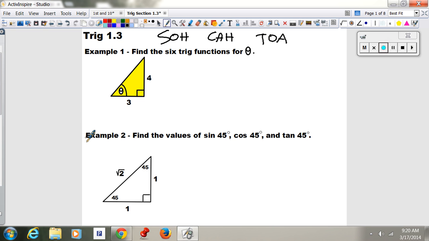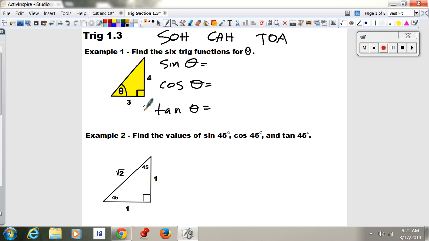Sine is our opposite side over the hypotenuse. Cosine is the adjacent side over the hypotenuse. Tangent is the opposite over the adjacent. So let's take a look at example 1. Let's find the sine of theta, the cosine of theta, the tangent of theta.